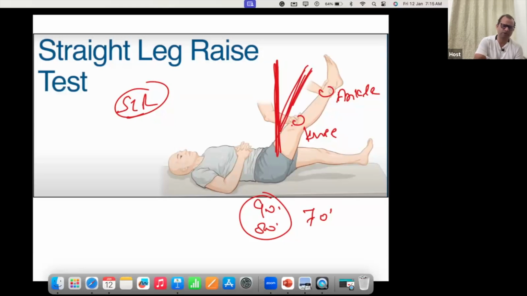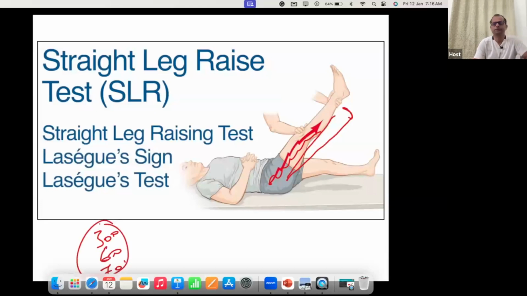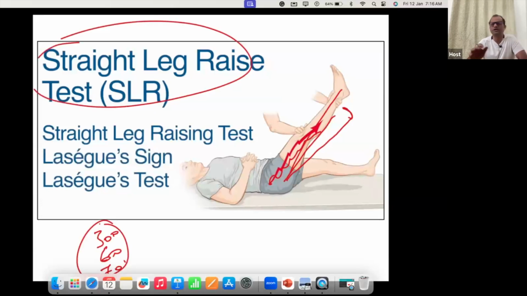If the person is bringing the leg till here, there is no pain. Normally there will be no pain. But if you bring the leg and suddenly it starts paining, maybe at 30 degrees, maybe 60 degrees, maybe below 70 degrees, then this test is positive. It's a very simple test. Just raise the leg up and see whether pain comes from the back into the leg. If it is coming, the straight leg raising test is positive. It means there is a problem here.